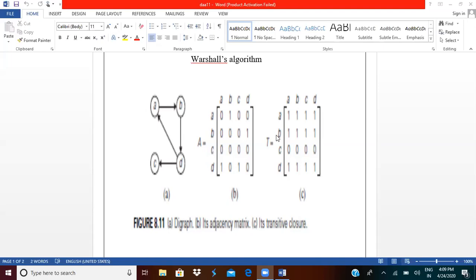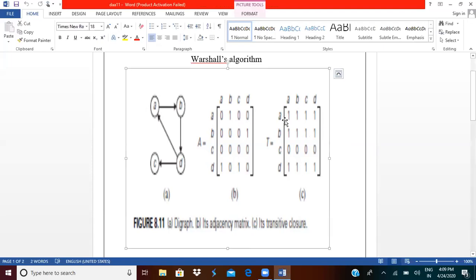The next concept that needs to be understood is transitive closure. What is a transitive closure? A transitive closure is a Boolean matrix where the presence of Boolean value 1 indicates that there is an edge of positive length from vertex i to vertex j. If there is such a path from vertex i to vertex j, then the value would be 1, else the value would be 0.